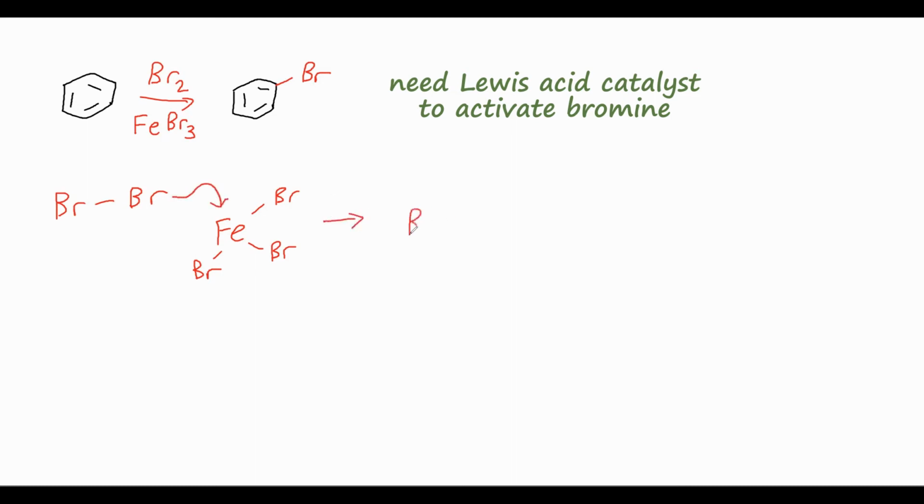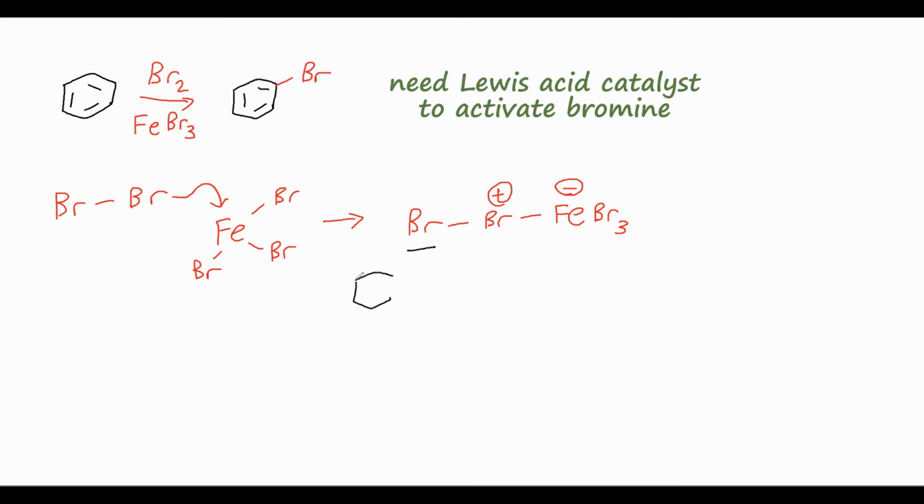And what we get now is this Lewis acid Lewis base adduct, where that bromine atom that lent its lone pair to the iron now has a positive formal charge. And we also have this iron center. Now that it has 4 bonds, it's going to have a negative formal charge. At this point, we've created a much more electrophilic bromine atom, and that's going to be this one that I've underlined here. So now we can have our benzene come in.